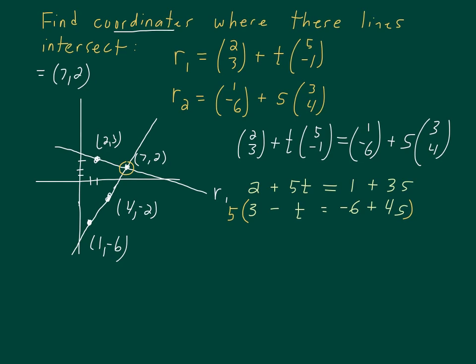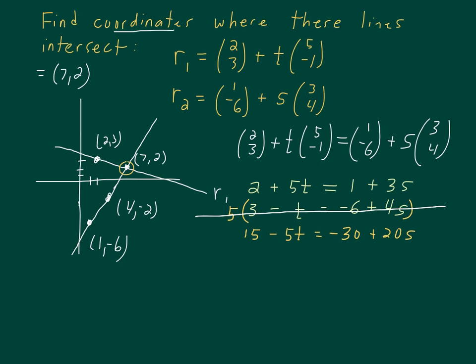So I need to now distribute this 5 to all of these terms. So I'm going to have 15 minus 5t is equal to negative 30 plus 20s. Notice how I distributed that 5 to all of the terms. I'm now going to just put a line through this. Don't scribble it out completely. We want to still be able to see it. But I'm now focused on just using these other two equations.